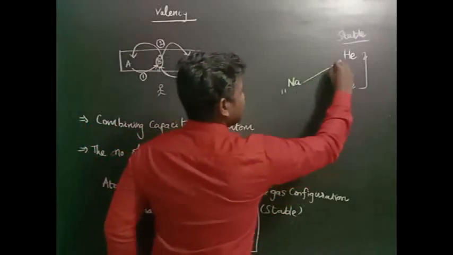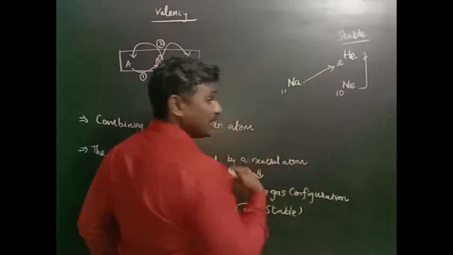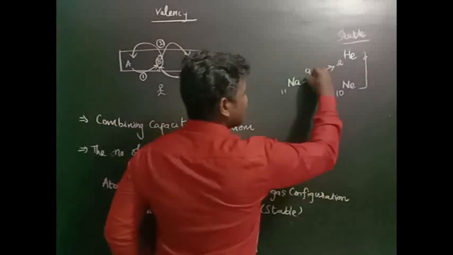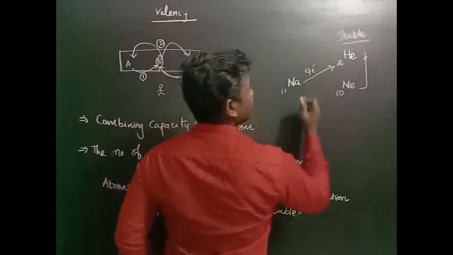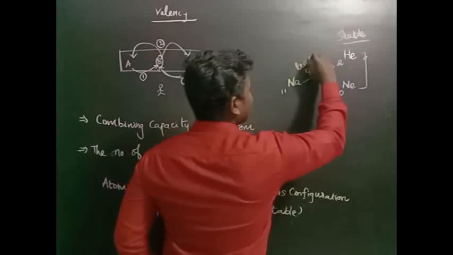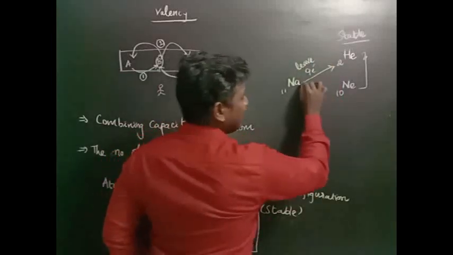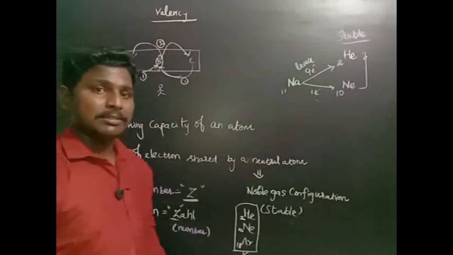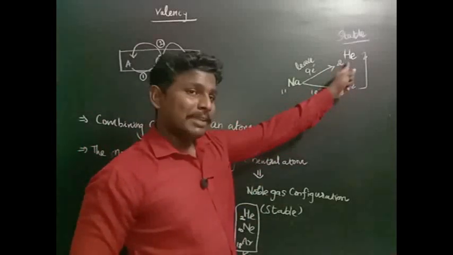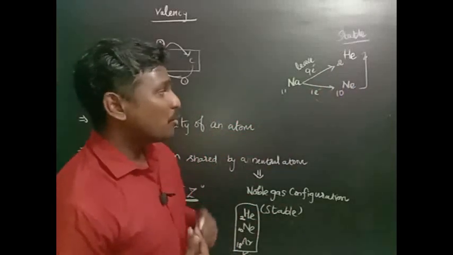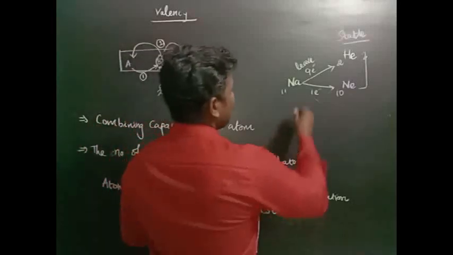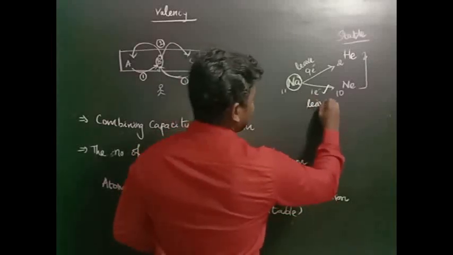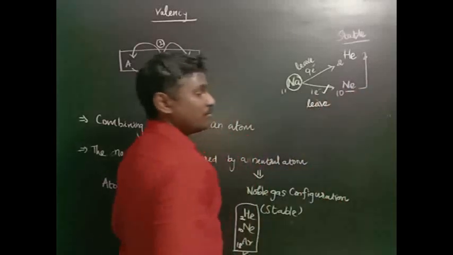If I want to reach the helium configuration, I need to give out almost 9 electrons. I want to leave 9 electrons, or else I need to leave 1 electron. Which one will you prefer? Sir, both are stable. Helium and neon, both are stable. So what the sodium atom will do, the sodium will select only 1 electron. It will leave only 1 electron to reach the noble gas configuration.